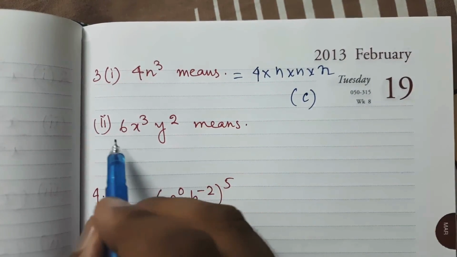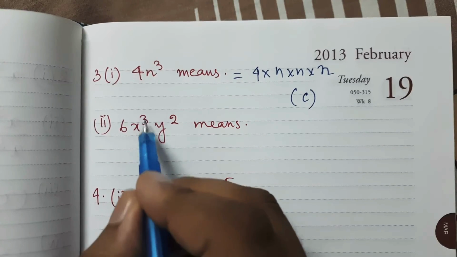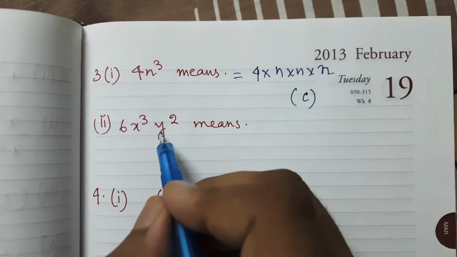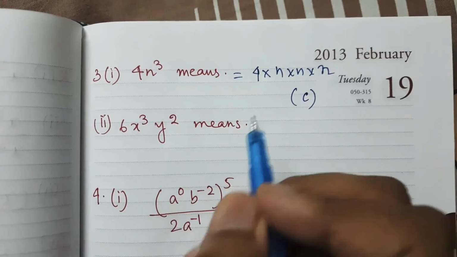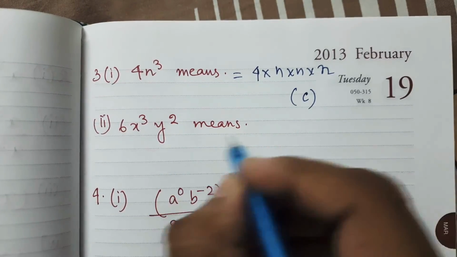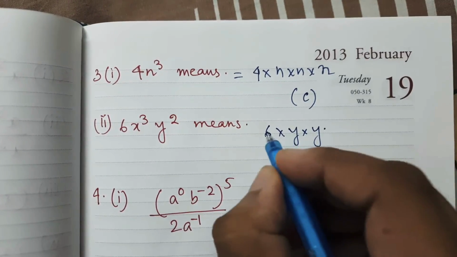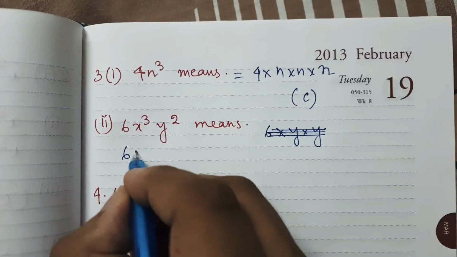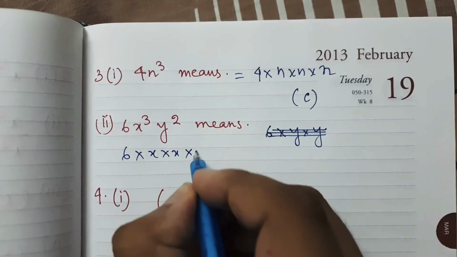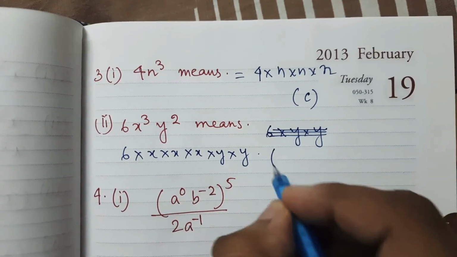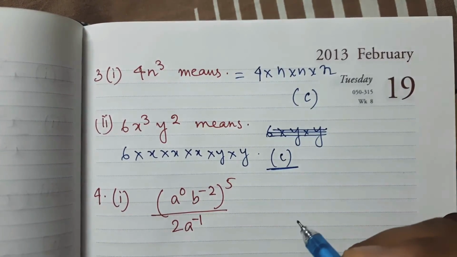This is part 2. So you just break each and every term. X cube means 3 times x is multiplied. Y square means 2 times y is multiplied. So ultimately it is 6 into x into x into x, and then y into y. This will be the answer. So here also again C is the correct answer.